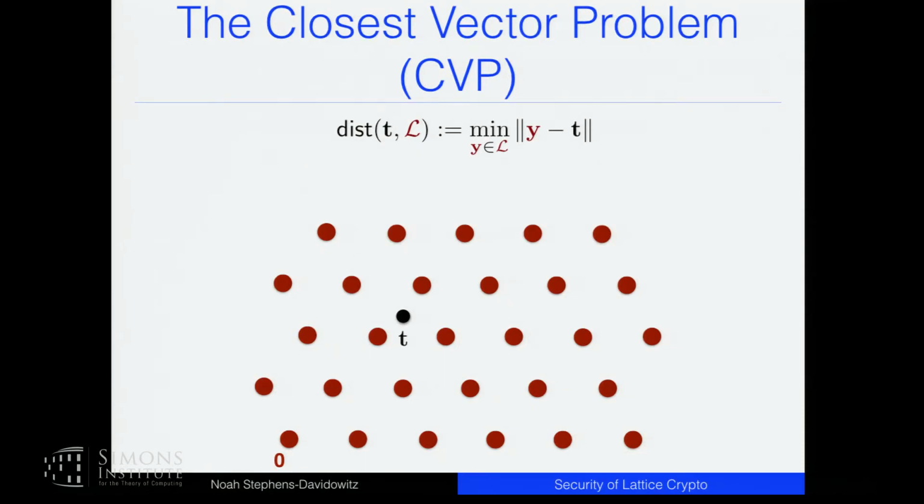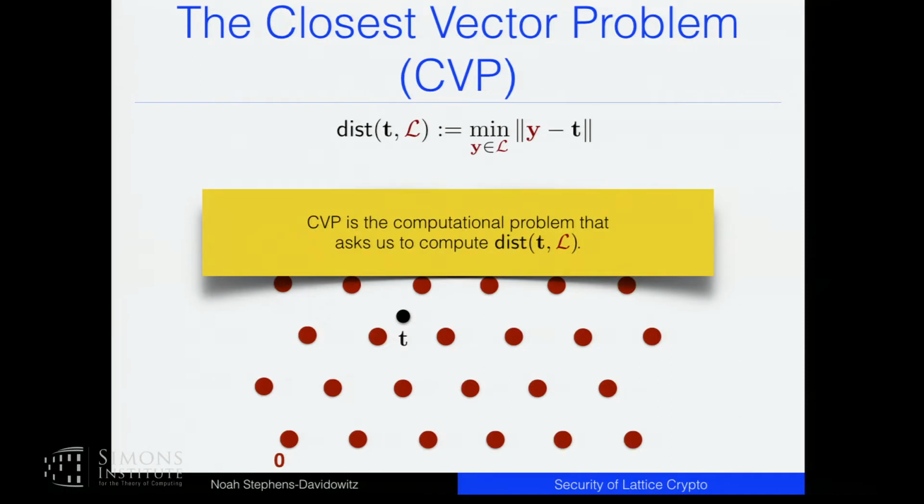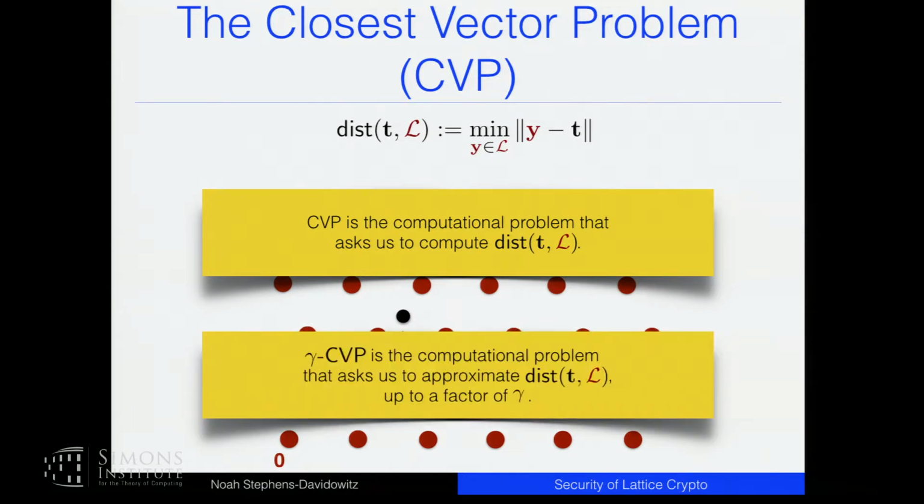The closest vector problem is sort of the inhomogeneous variant of the shortest vector problem. So it's the computational problem that asks you to estimate the distance between some target and a lattice. And again, we have an approximate version of the problem given by this approximation factor gamma, larger gamma, easier problem.